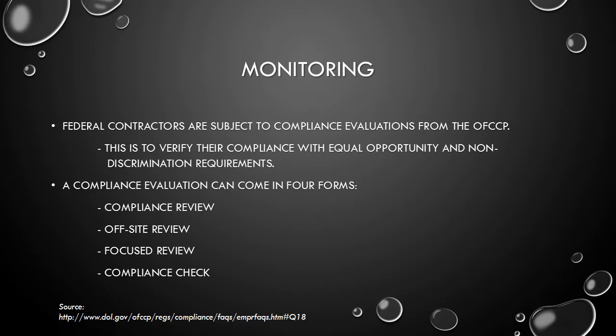The first is a compliance review, which is a comprehensive analysis of all aspects of hiring and employment practices. It begins with a desk audit and includes an on-site audit. The second is an off-site review, which involves going through files with a desk audit and reviewing portions of the company's records. Another evaluation is focused review, which is an on-site audit focused on one or more employment practices of the company. Lastly is a compliance check, which determines if the proper records have been maintained, and this can be done on-site or off-site.